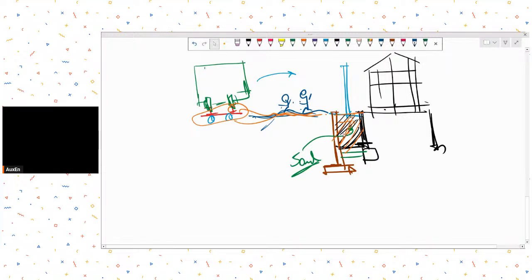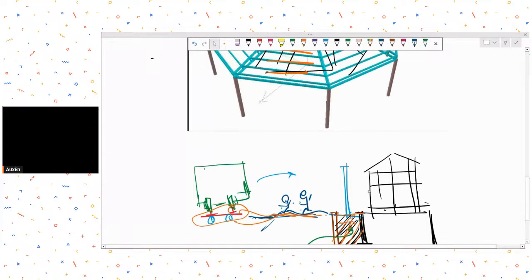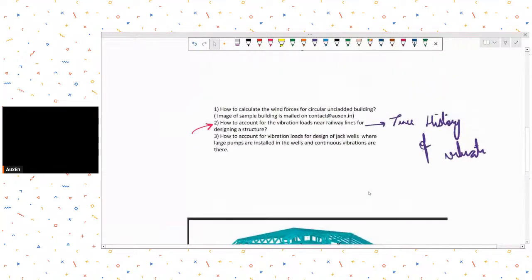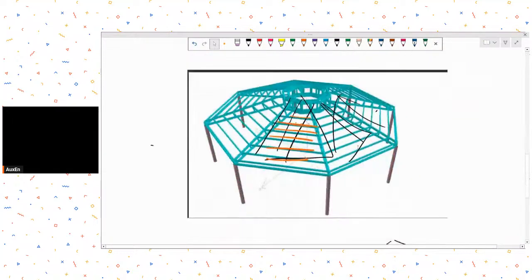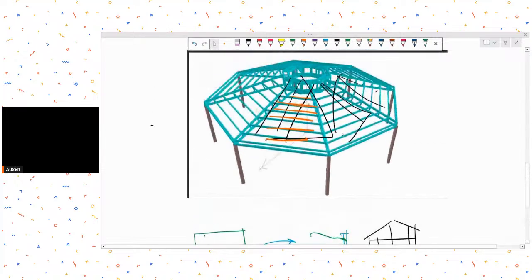And of course, here we are not designing our structure for the vibrations. We are just trying to detach our structure from the expected vibrations coming from railway lines. For sound vibrations, I just said you may have to install a physical barrier which may help you to cut down the sound vibrations.